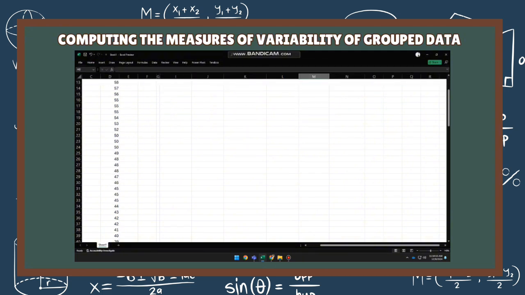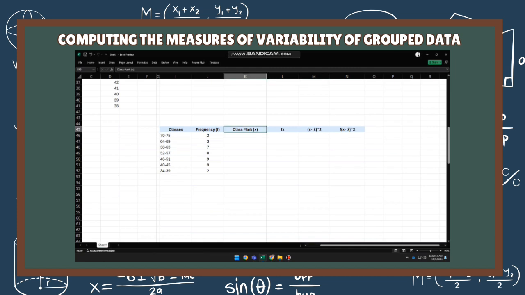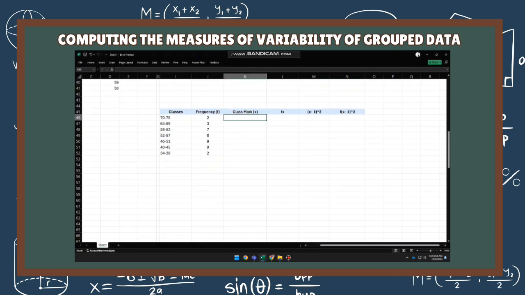Next is we are going to solve for the class mark. So ang gagawin dito is sa classes, pag-a-add natin yung 70 plus 75 and divided by 2. So 70 plus 75 equals 145 divided by 2. That's 72.5. 64 plus 69 divided by 2. We have 66.5. 58 plus 63 divided by 2.